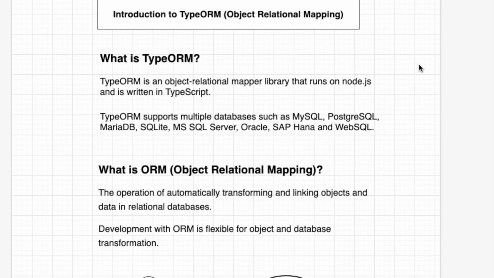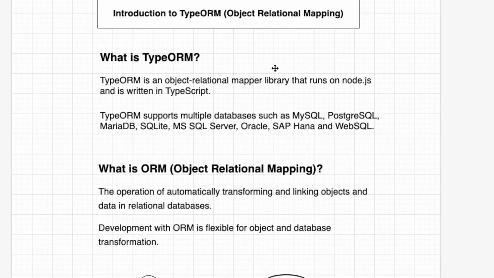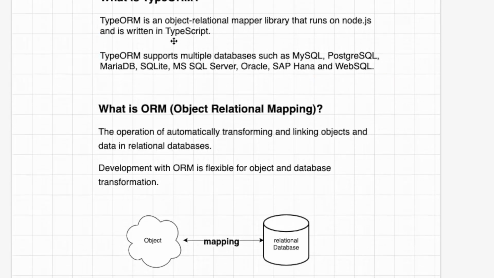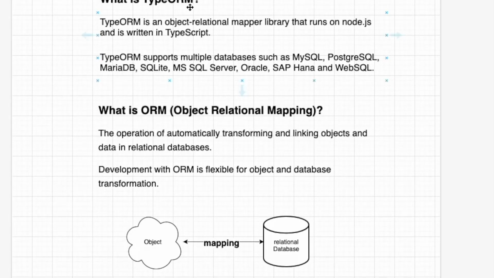Hello my friends, today we are going to make an introduction to TypeORM, the object relational mapping. First, what is TypeORM? TypeORM is an object relational mapper library that runs on Node.js and is written in TypeScript. TypeORM supports multiple databases such as MySQL, Postgres, MariaDB and SQL. It supports so many databases.